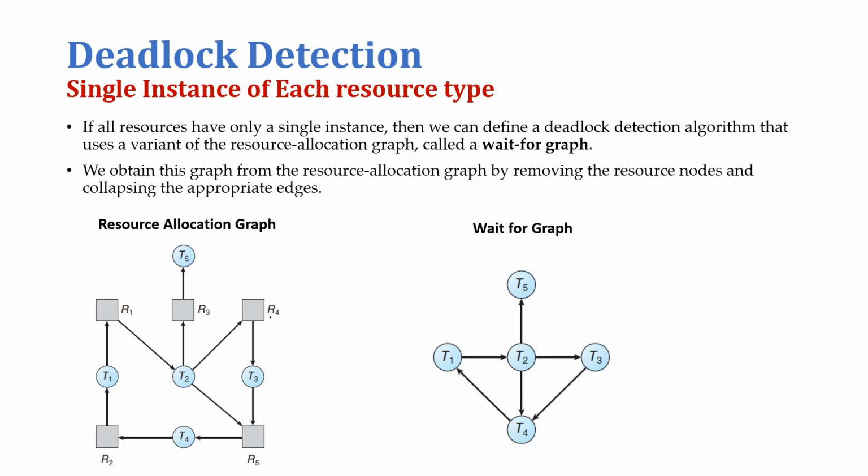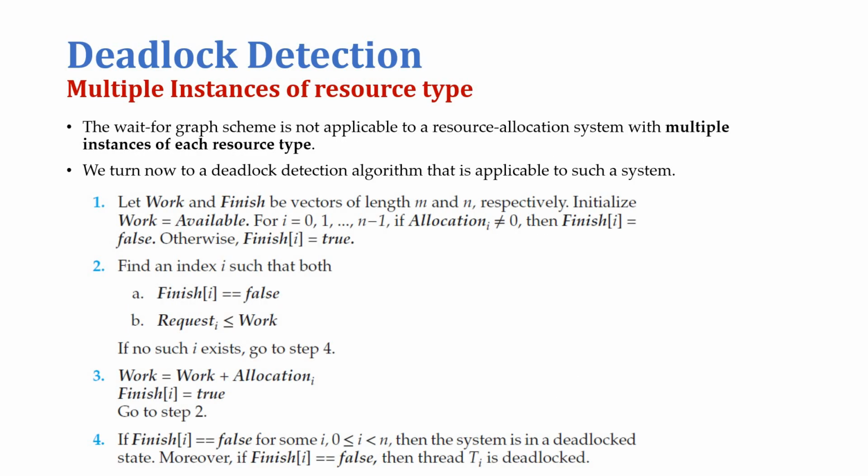If there are multiple instances, what can we do? With multiple instances, the wait-for graph concept is not applicable, so we have to apply the deadlock detection algorithm in that case. So this is our deadlock detection algorithm.